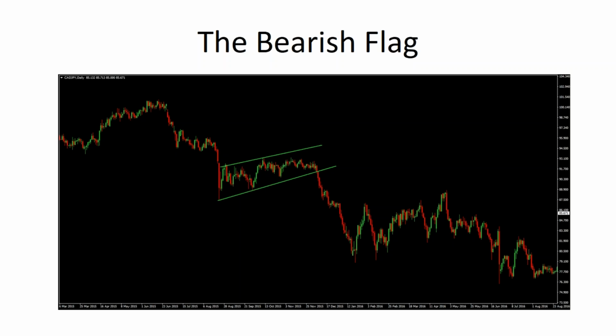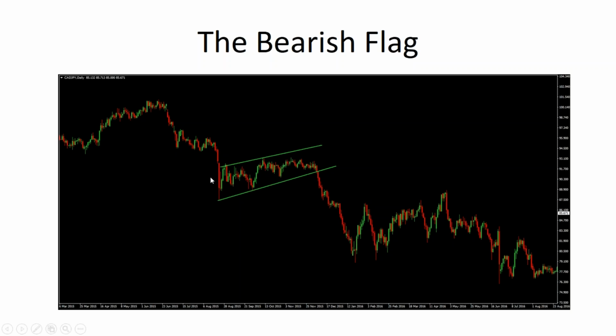And as I say, the great thing about this pattern is that it helps us to enter into trending markets. So we always want to be looking to trade on the side of the trend as much as possible so the momentum is in our favor. And this is a really fantastic pattern for helping us do this.